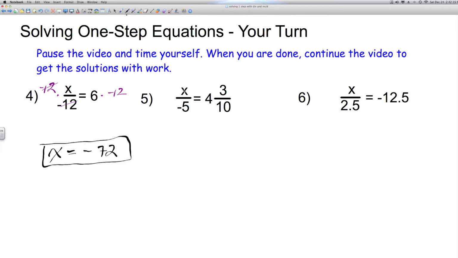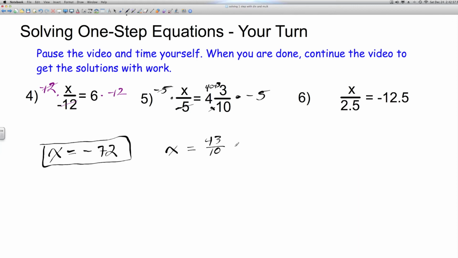Problem number 5 is x divided by negative 5 is equal to 4 and 3/10. To solve this problem, we're going to multiply each side by a negative 5. It's because we have x divided by negative 5 on the left-hand side. Now, on the left-hand side, the negative 5s cancel out, leaving us with x. On the right-hand side, to complete this computation, what we have to do is change this 4 and 3/10 into an improper fraction. 10 times 4 is 40, and then we go 40 plus 3 to give us 43.